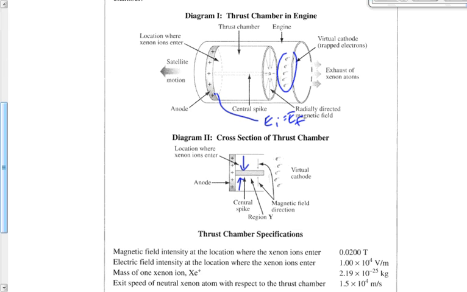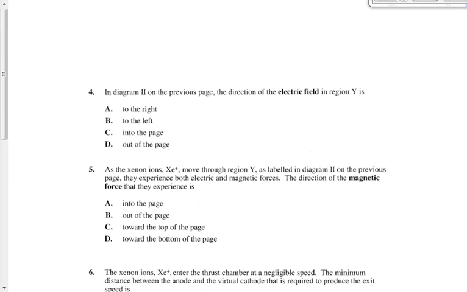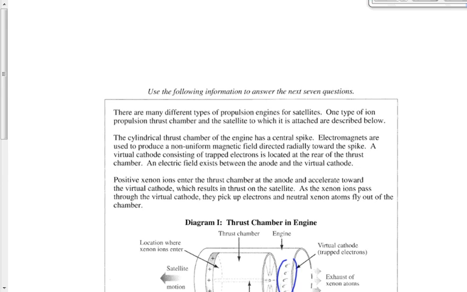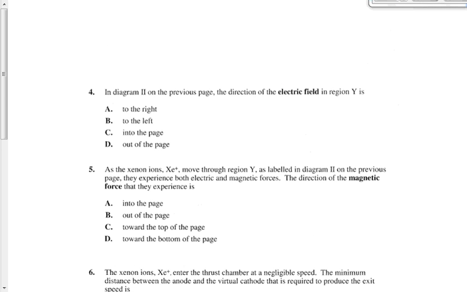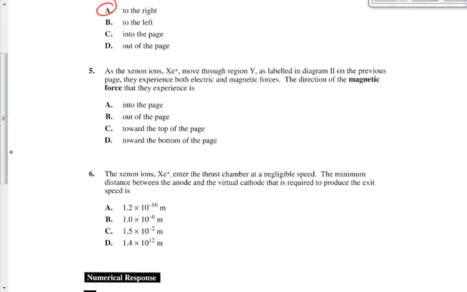All right, let's see what we're being asked in this question. Diagram 2 on the previous page, the direction of the electric field in region Y is. Okay, diagram 2 down here, the direction of the electric field. Well, we've got a positive anode over here. We've got a cathode over here. The electric field is going to go from positive to negative, right? Electric field always goes from positive to negative. So it's going to be to the right. For question 4, the answer is A. Easy enough to start off.